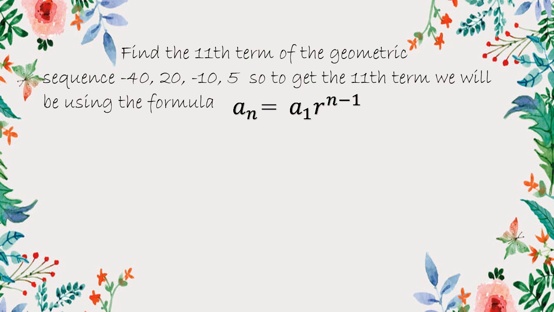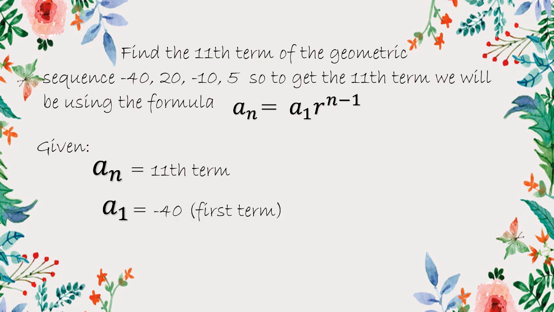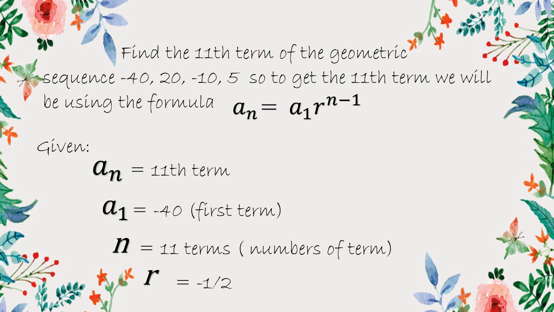So let us identify first the given. We have a sub n. Our a sub n would be a sub 11 because we are looking for the 11th term. A sub 1, so our first term is negative 40. N, so our n is 11 since we are looking for the 11th term. And our r is equal to negative 1 half.